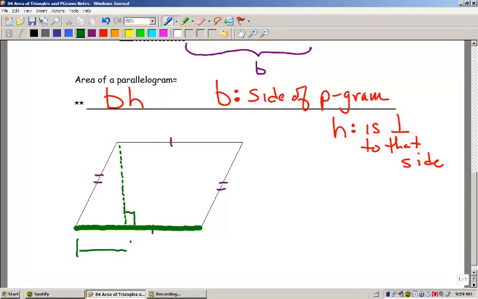So if this is going to be my base, then the height would be this segment straight down from the top corner. And then it is also possible that this could be considered your base as well. So you could consider this your base, but if that's the case, then what you're going to need is a segment perpendicular to it, like such, and then that would be considered your height.